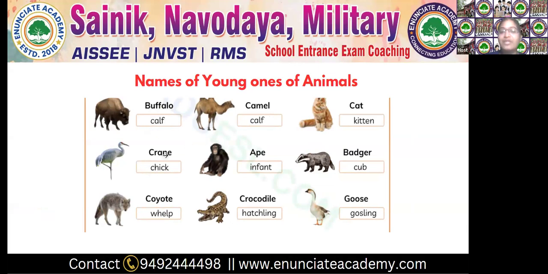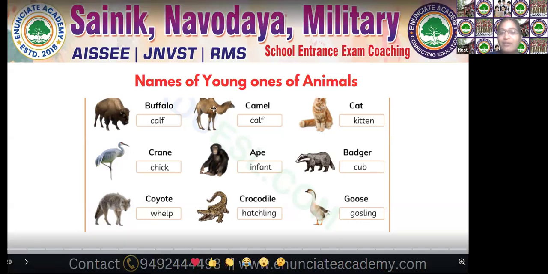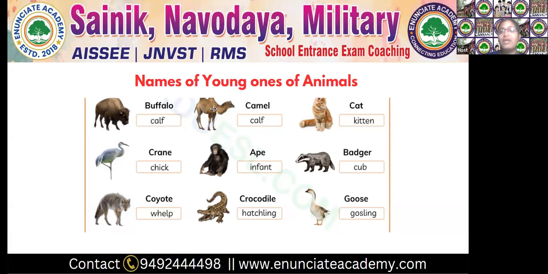The young one of crane is chick. The young one of coyote is called wolf. What is the young one of camel? The young one of camel is called calf. Very good, Praneet. Very good, Jogara.